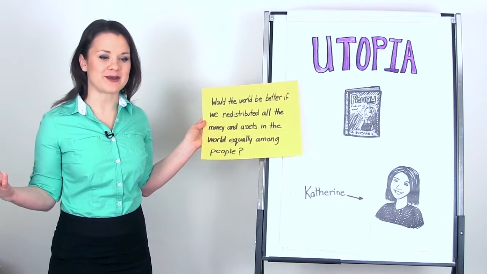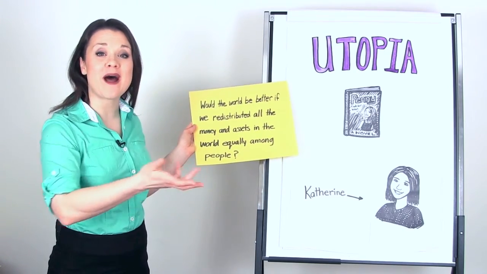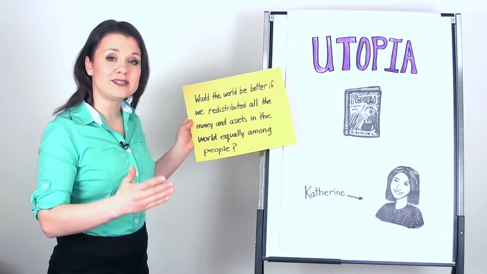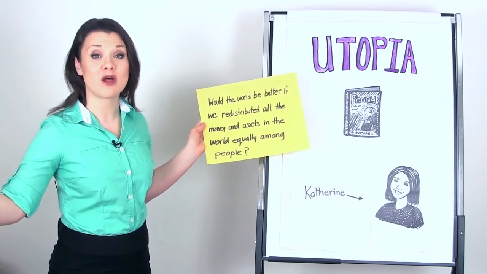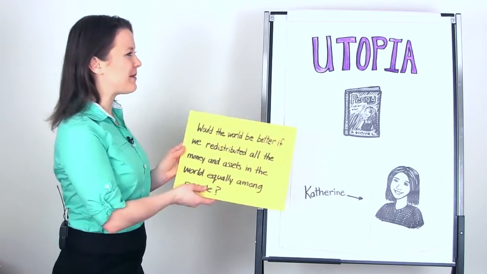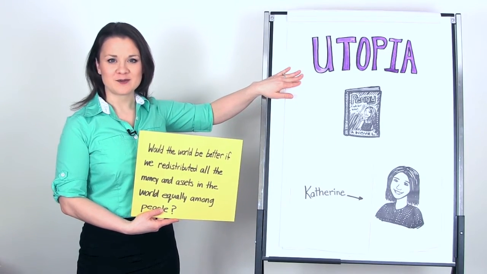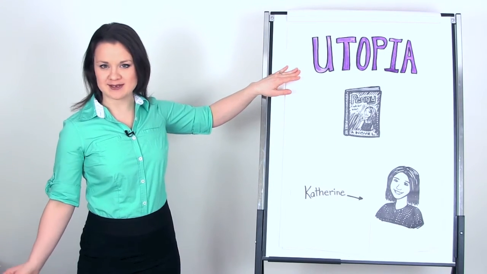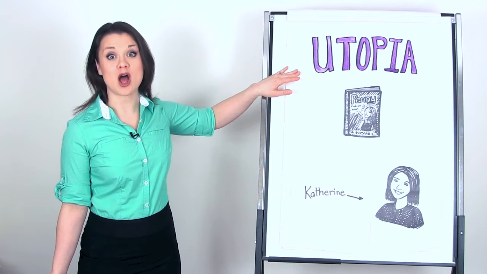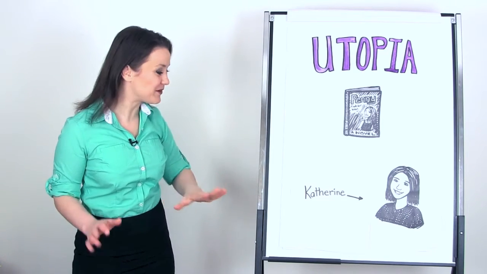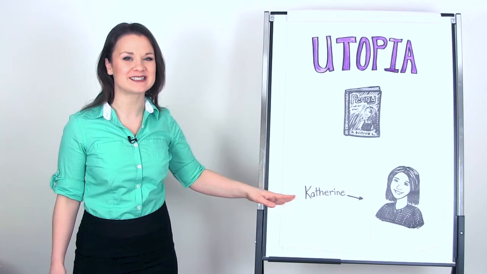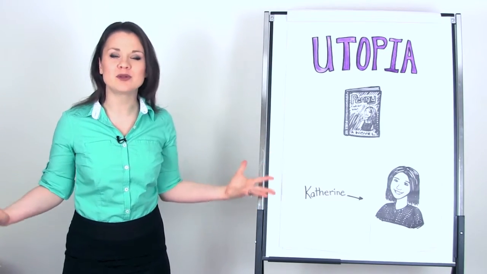Would our world be better if we gathered up all of the wealth and then redistributed it equally amongst all the people? Would that be a utopia? Would that be a perfect world? Or would it be a dystopia? The total opposite, a horrible world? Well, Catherine wants to explore this concept and see how it would look.